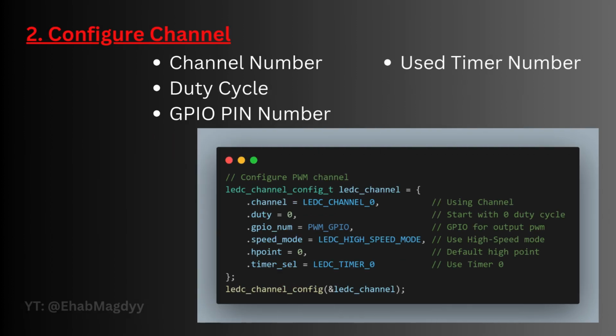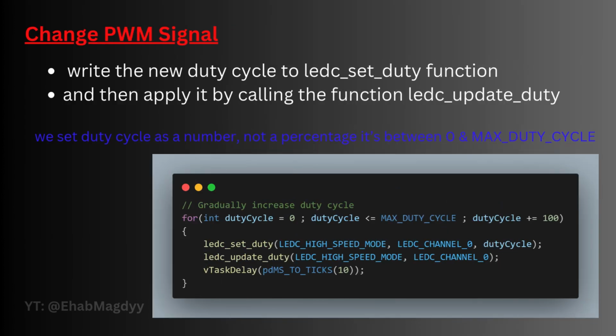Second, we need to configure a channel, by choosing the channel to be used, associating it with the timer and the GPIO pin that will be used to output the PWM signal. Finally, you can change the PWM signal that drives the output in order to change the LED intensity. This is done by setting a new value for the duty cycle, and then applying or updating the duty cycle.